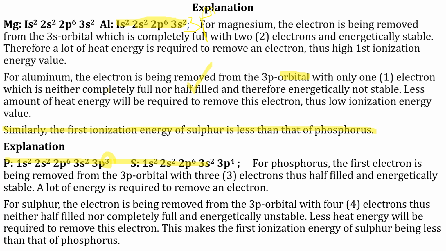And for those that are half-filled or fully filled, since they are thermodynamically stable, to remove an electron requires significantly higher amounts of energy. Whereas for those that are neither half-filled nor fully filled, they are thermodynamically unstable. Thus, to remove an electron will always require less energy. So you find that the ionization energy in sulfur is significantly lower than the ionization energy in phosphorus.